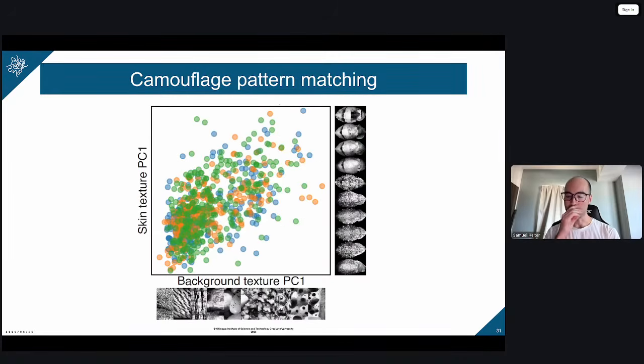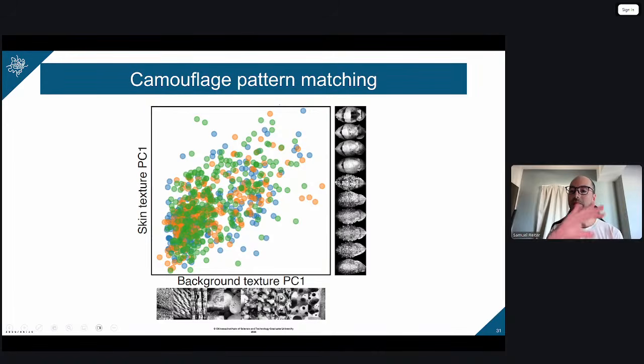So we can quantify that here. We can look at the top principal component, but this works for the top few principal components of the visual textures of the background, comparing that to the visual texture that the animal adopts in that background. And the three different colors are three different animals. And we can see here a strong correlation between the background visual texture and the skin texture of the animal after these spaces have been aligned. So this tells us that the animals can precisely match or tailor their skin pattern to different visual textures.